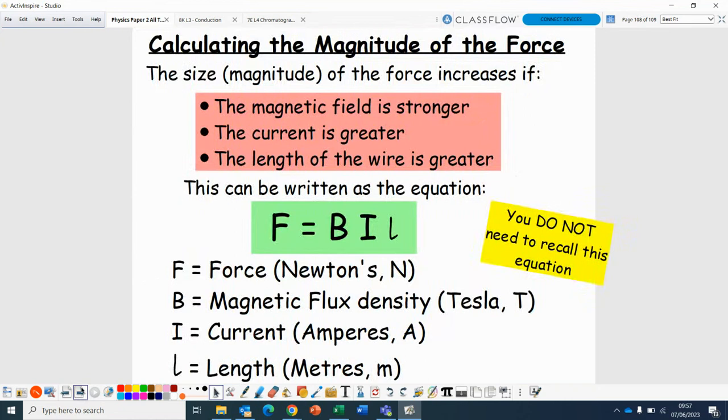It comes up most years. The unusual thing is magnetic flux density is measured in Teslas, capital T. Sometimes your lengths will be in centimeters, make sure you put them in meters, or millimeters. Millimeters to meters, divide by 1,000. Okay? Amps for current, and force, as with every force, is a Newton. But magnetic flux density is Teslas, capital T.